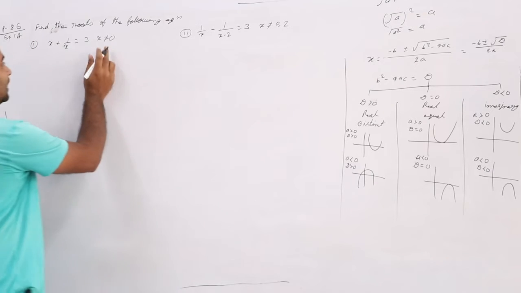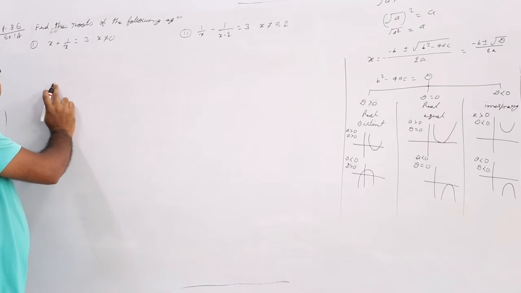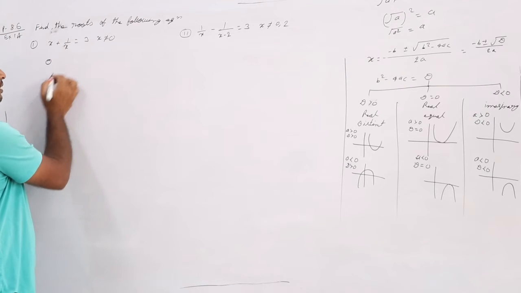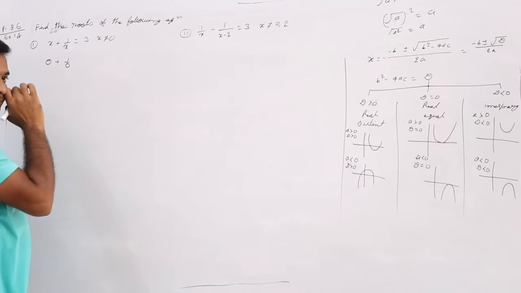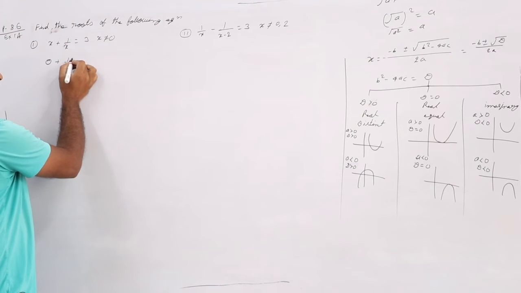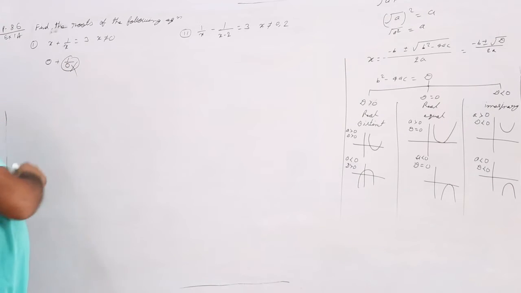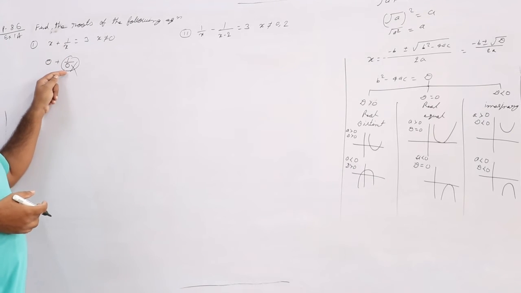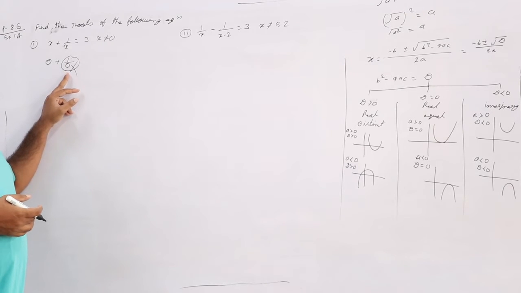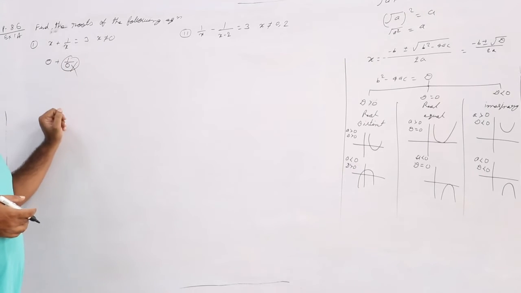If we put x is equal to 0, this becomes 0 plus 1 by 0. Actually, this doesn't exist. For being a fraction, it should be in the form of p by q, and q should not be equal to 0. Here q is becoming 0, so this term doesn't exist.